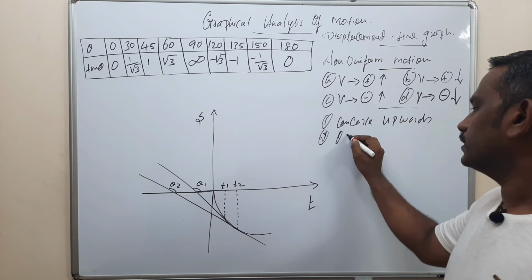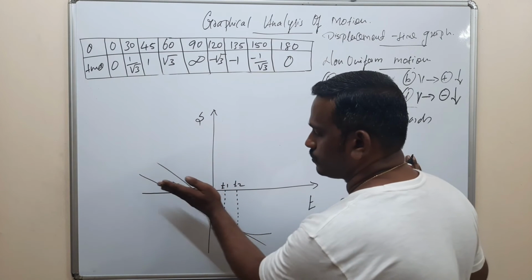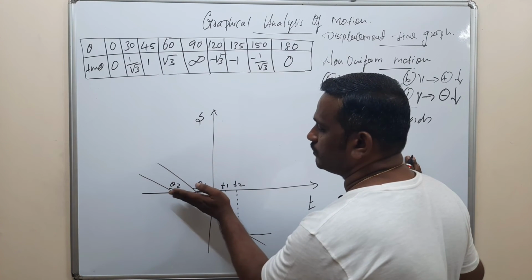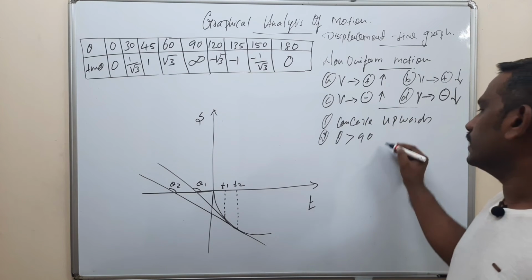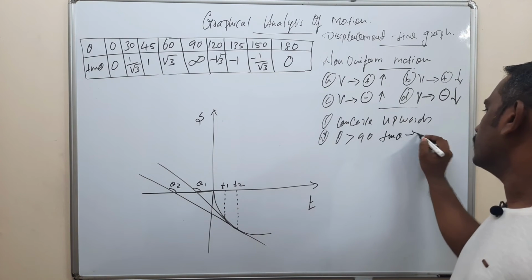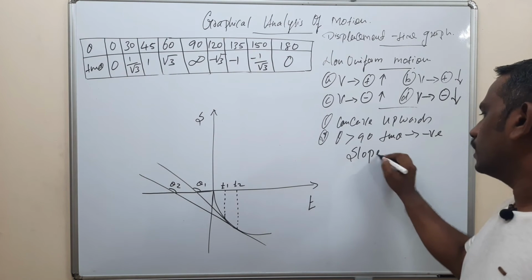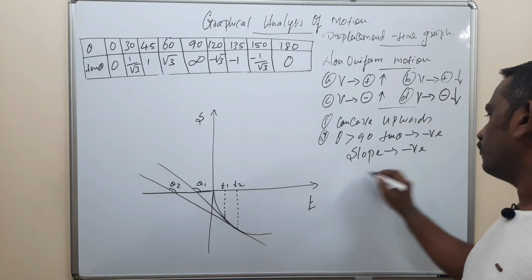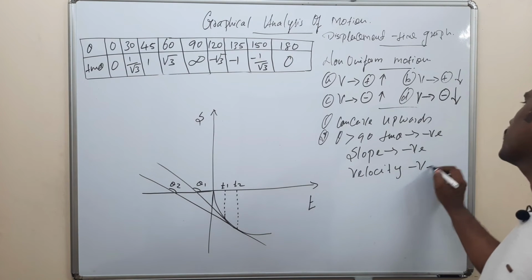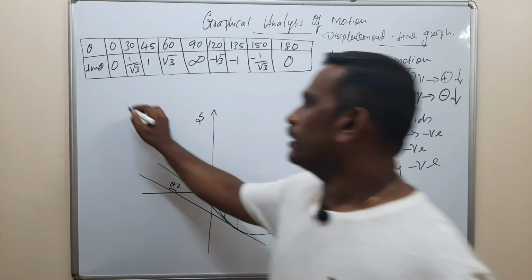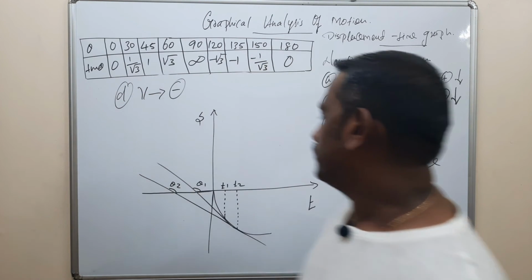Two, theta greater than 90, the angle made by the tangent with the horizontal x-axis. So theta greater than 90. Tan theta negative. Slope negative. Velocity negative. So velocity negative.